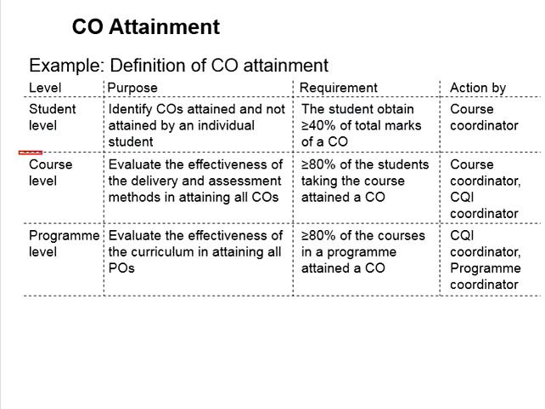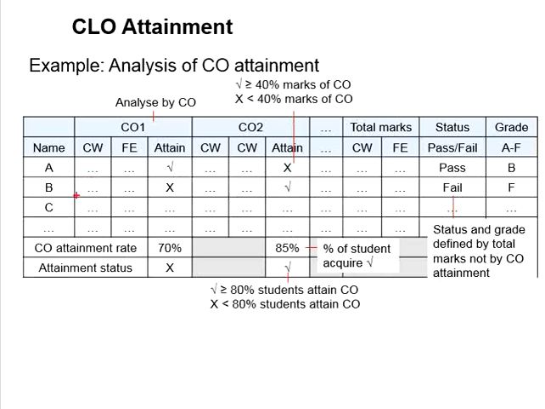Now we are entering the course level here. Based on the requirement here, we need 80% of the students undertaking that particular course to attain the respective COs. Out of the list of the students here, and based on the attainment status of the students, the CO attainment rate is computed. This represents the percentage of the students attaining the CO out of the entire class.